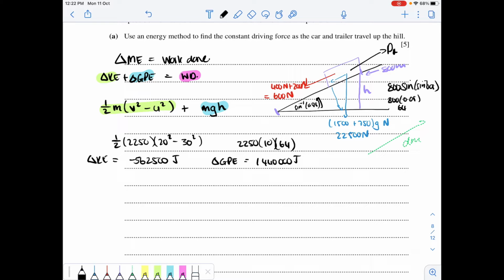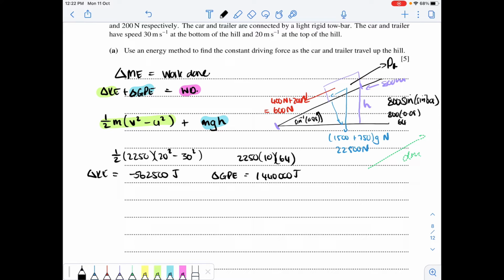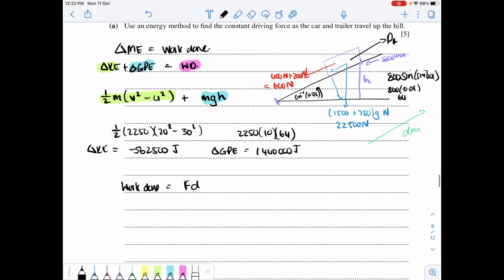So the work done in this case is going to be the two forces that are acting in the direction of motion. We have the driving force and we have the friction forces. Okay, so work done is equal to force times distance. So how long are the forces acting for? They're acting for 800 meters, and this force here, this is the net force. Okay, the total work done.